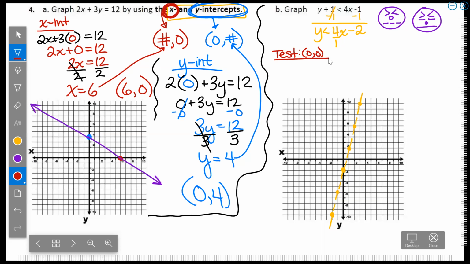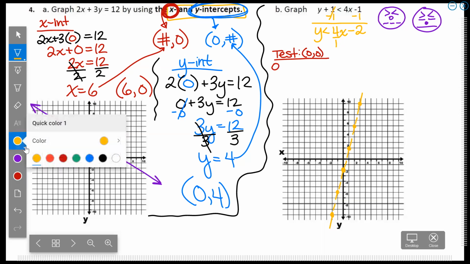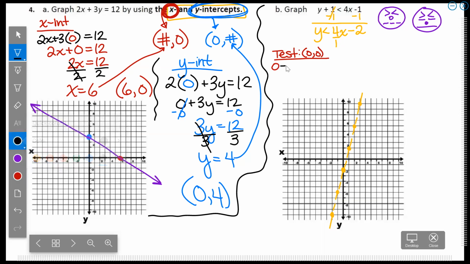I'm going to recopy this original inequality down, only I'm going to put a 0 in the place of the x, and I'm going to put a 0 in the place of the y. So I have 0 plus 1 is less than 4 times 0 minus 1. What is 0 plus 1? 1. What is 4 times 0? 0. What is 0 minus 1?